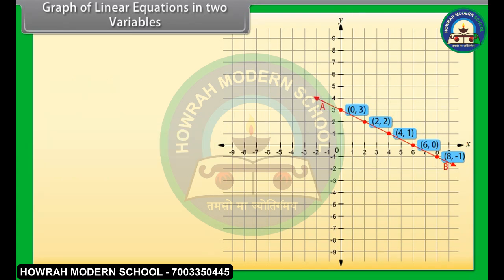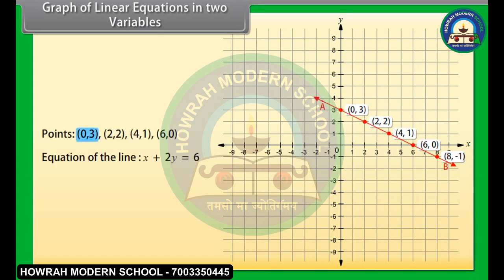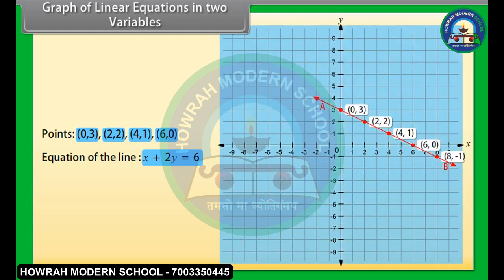So what have we observed in our previous screen? We have observed that every point whose coordinates satisfy the given equation lies on the line AB. Every point on the line AB gives a solution of the equation. So you can conclude that every point on the line satisfies the equation of the line and every solution of the equation is a point on the line. This is called the graph of the linear equation. So to obtain the graph of a linear equation in two variables, it is enough to plot 2 points corresponding to two solutions and join them by a line.